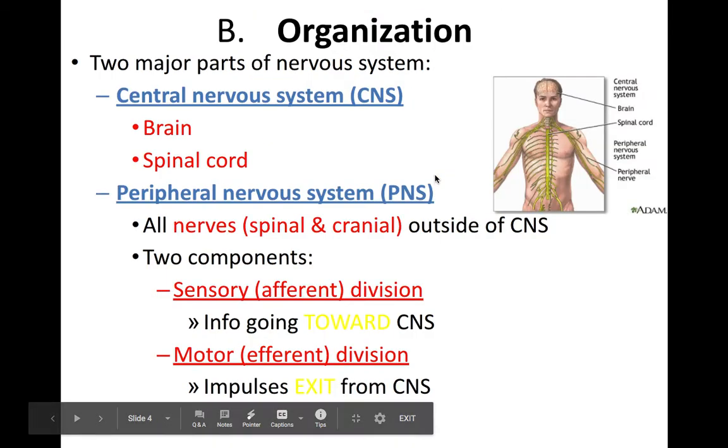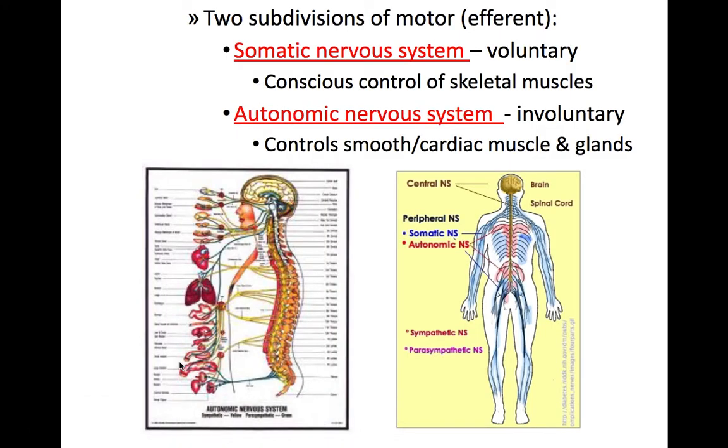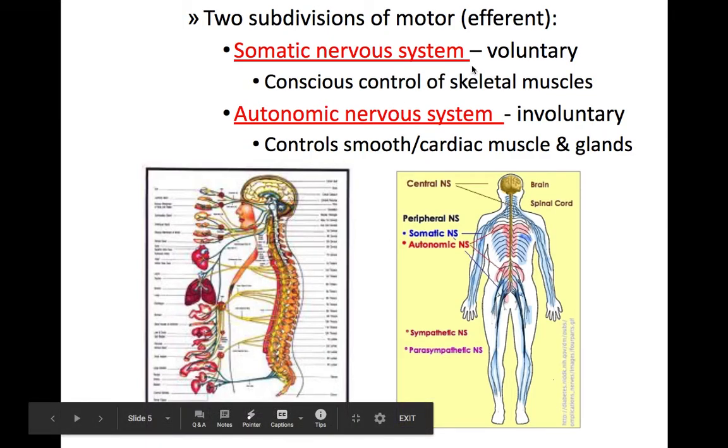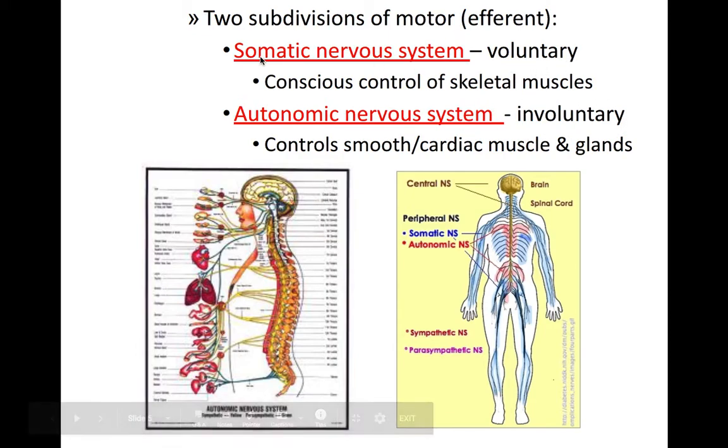If we just talk about the second division of the peripheral nervous system, the motor division, we can classify what type of motor response you're going to get according to whether that response is voluntary or involuntary. The motor neurons that trigger contraction or relaxation of the skeletal muscles that you have control over make up the somatic nervous system.